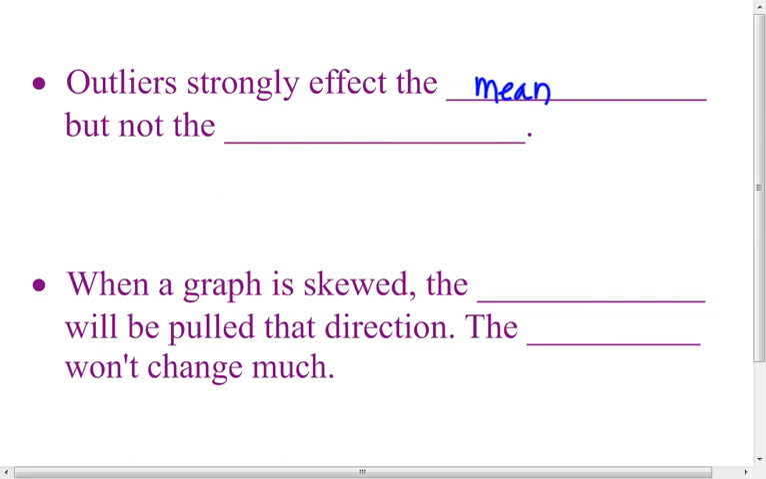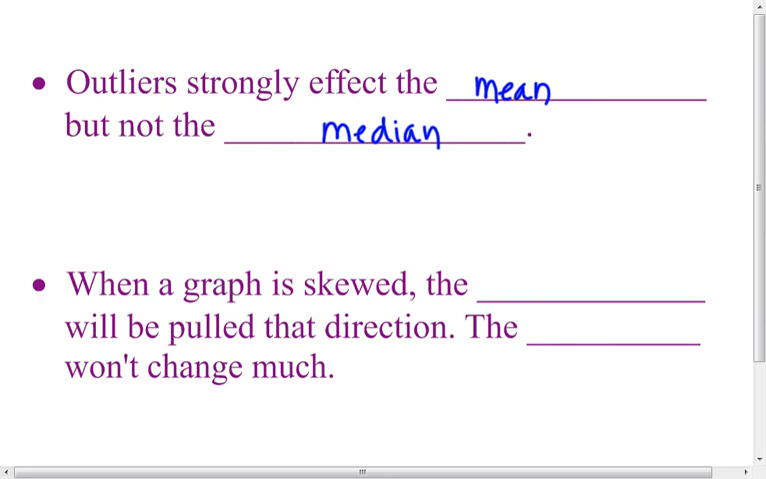Okay? But if you stack the numbers in order from smallest to largest, and then you find the middle number, if you have an exceptionally high or an exceptionally low number, it's not going to change very much where your middle number is. Because you would cross one off from either end until you get to the middle, and it's not going to affect where your middle number is. So the median is not so very affected by outliers, but the mean definitely is.